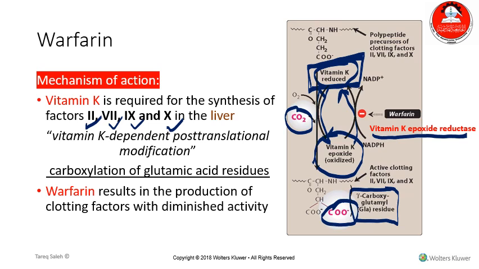However, they will be present at lesser activity because they will miss this carboxylation reaction. So coagulation factors in the presence of warfarin function at 10 to 40% of their normal activity. So they will have reduced activity. And that's how warfarin interferes with the ability of these coagulation factors to result in thrombus formation. That's why warfarin is a very strong anticoagulant.